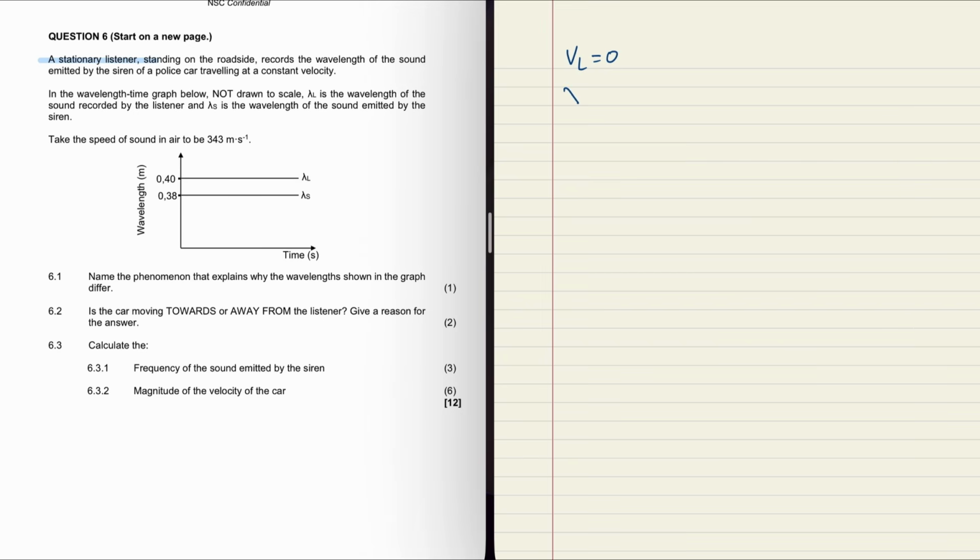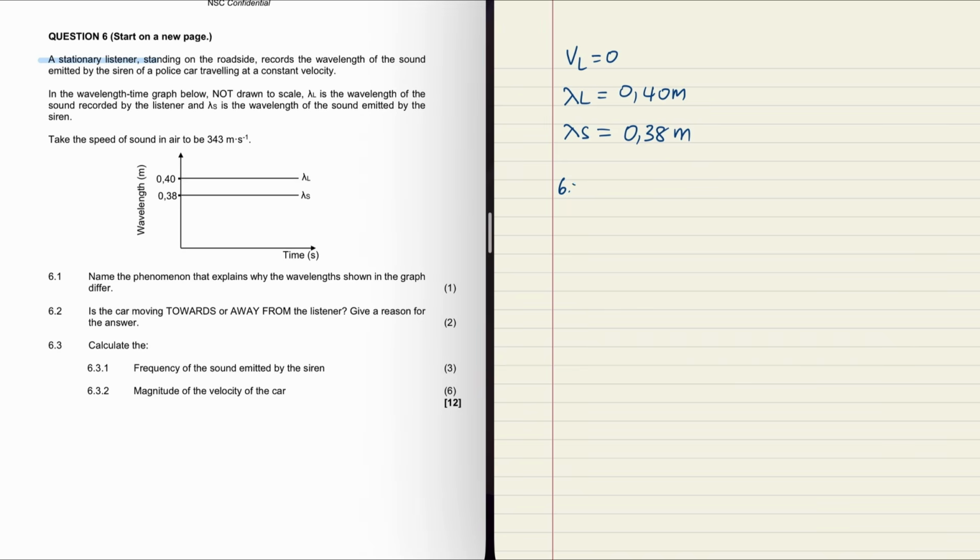So from the graph, I'm just going to make a note. Lambda L is equal to 0.40 meters, and lambda S is equal to 0.38 meters. Take the speed of sound in air to be 343 meters per second. Question 6.2. Is the car moving towards or away from the listener? Give a reason for the answer.